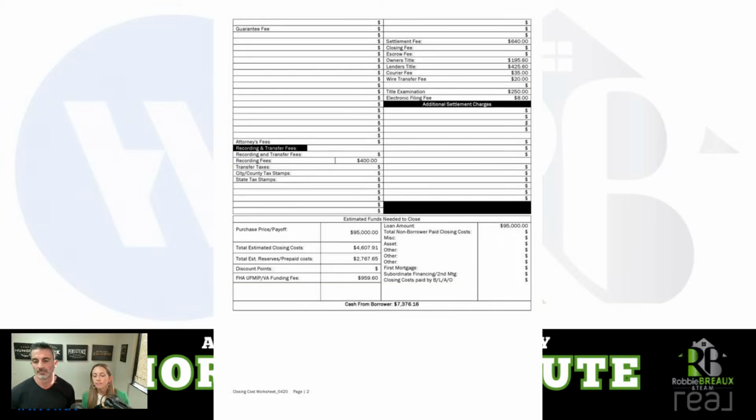So then you'll see at the very bottom, if the seller pays no closing costs, if the lender pays no closing costs, total estimated cash from borrower is $73.76.